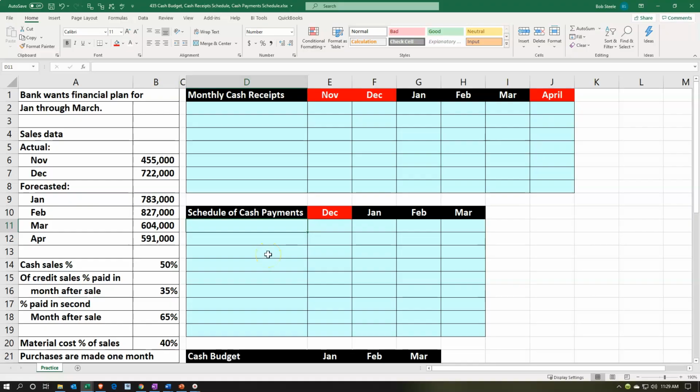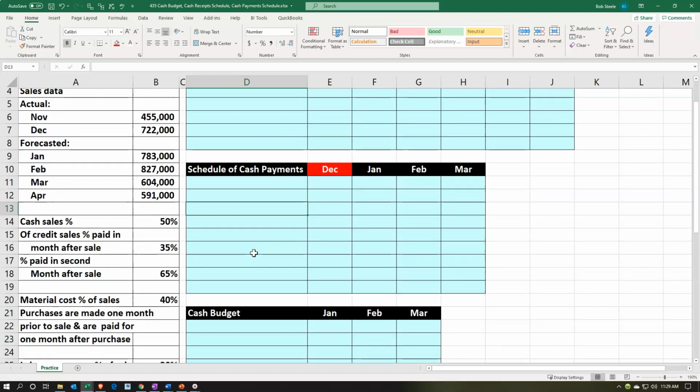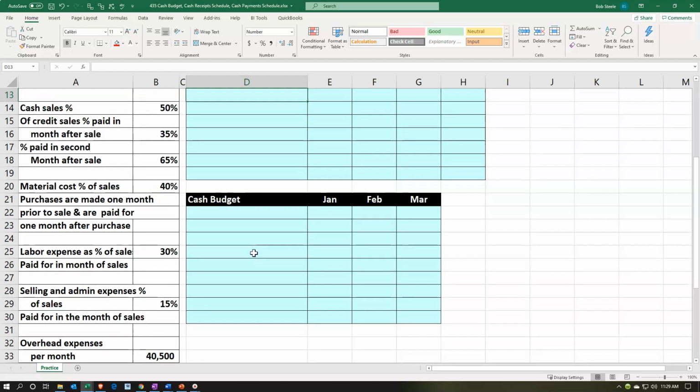Here we are in Excel. We have our information on the left-hand side. We're going to put that information into the blue area in our worksheet on the right-hand side, where we have the monthly cash receipts. We've got the schedule of cash payments, and then we're going to take a look at the cash budget.